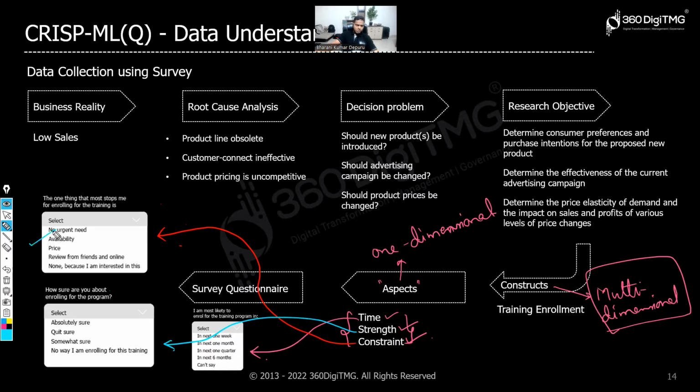Once people answer this question and this question and this question, you can combine the results of all these three aspects, and then that would help you get the answer for the construct. You can add them up, or you can take an average of the responses, and then you get the response for the construct. Then for the research objective, you take a decision for the root cause that you're trying to solve, which will ultimately help you address the business problem.